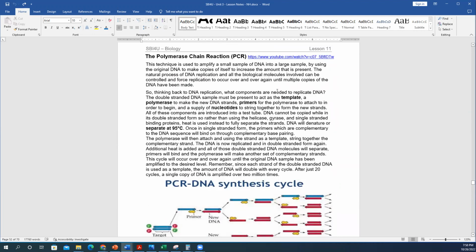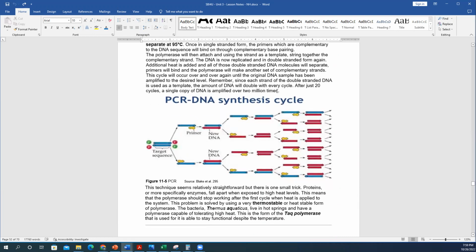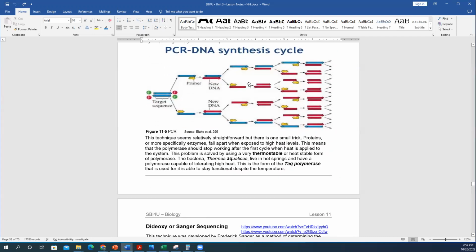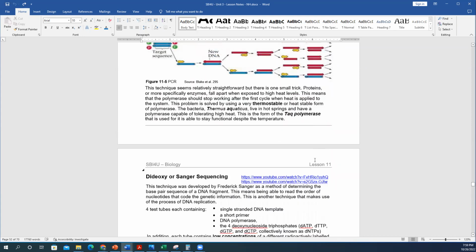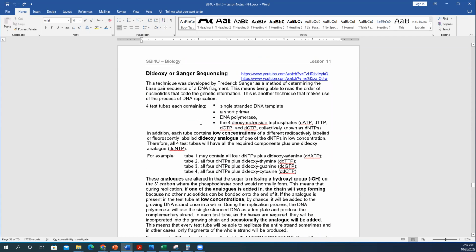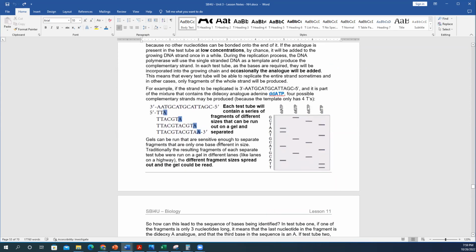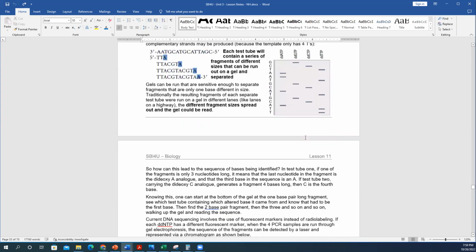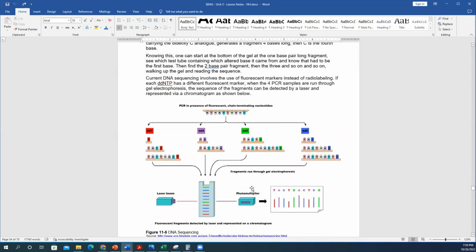We went through the PCR, the polymerase chain reaction, and looked at the process of how you can go from having a small amount of DNA and amplifying it to millions and billions of times more. We looked at the DNA sequencing method, both the old-fashioned way and the new modern way.